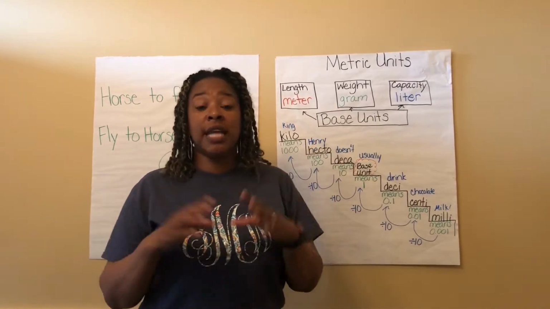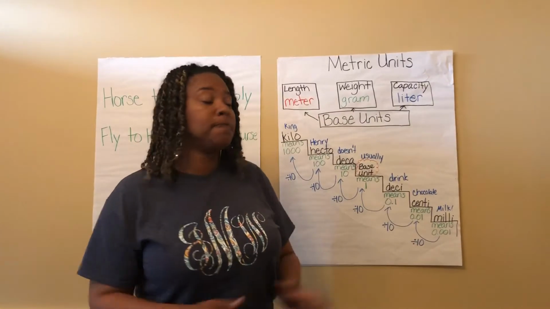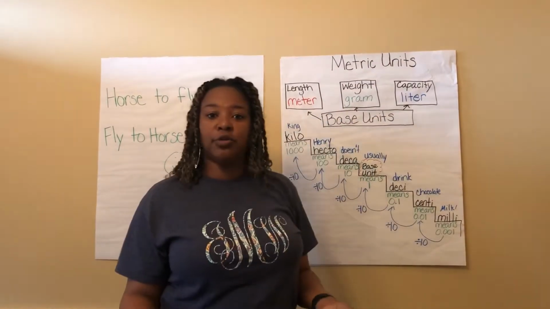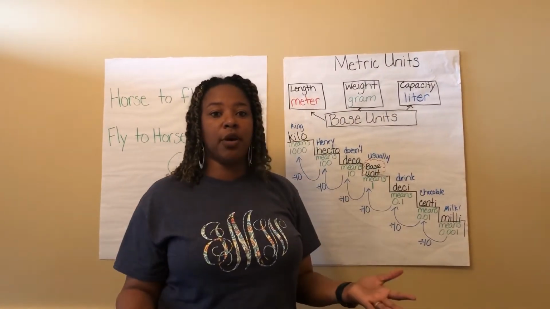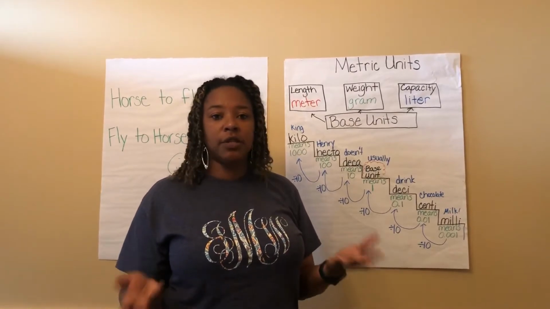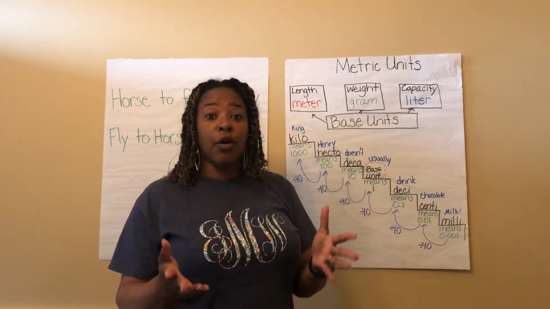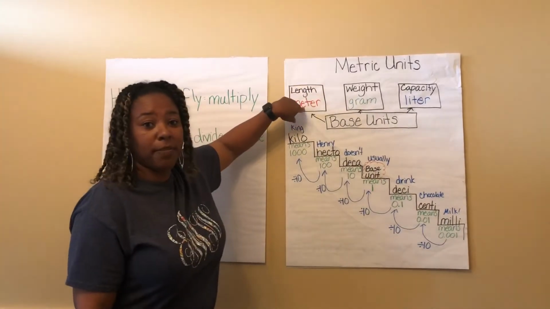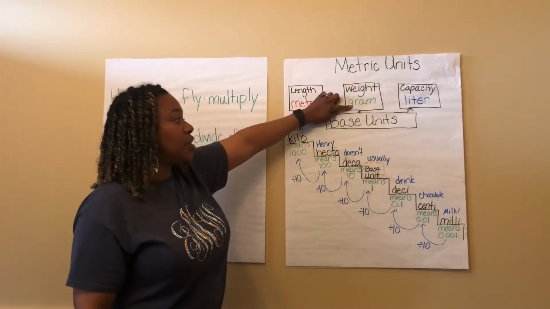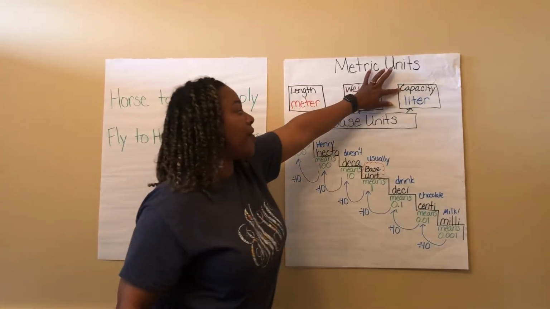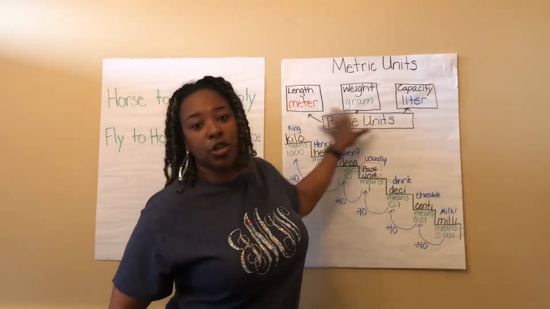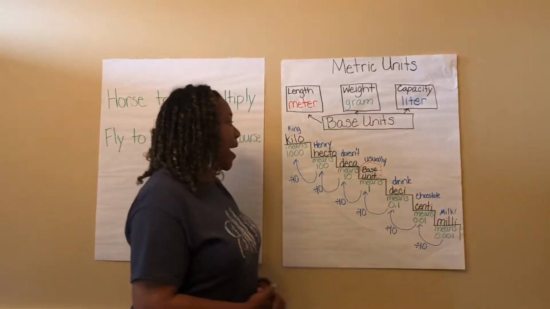The standard will be listed in the description, and we're going to talk about metric units. We don't use metric units as much as customary units, but we still have to learn it. In our metric units, we have length, which is measured with meters, weight, which is measured with grams, and capacity, which is measured with liters. These are our base units. They're what we'll start with.